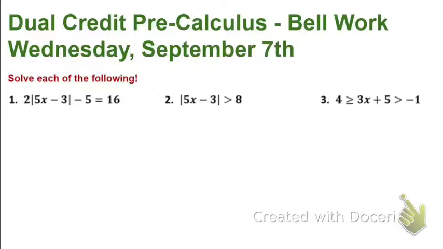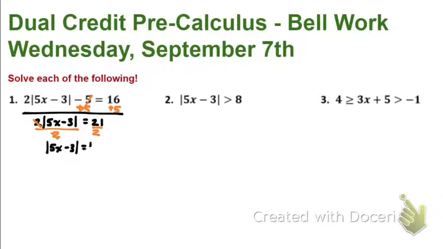Where do I start the first problem at? Add 5 to both sides. We need to isolate first. So I'd have 2 times the absolute value of 5x minus 3 equals 21. Then what? Divide both sides by 2. Dividing both sides by 2 does not get rid of my absolute value.